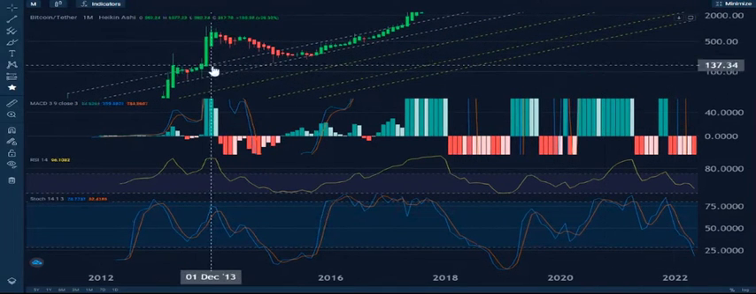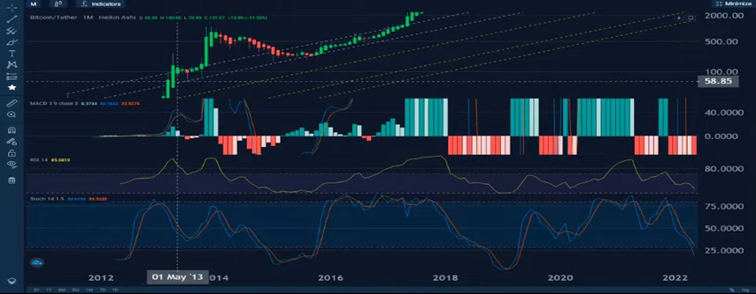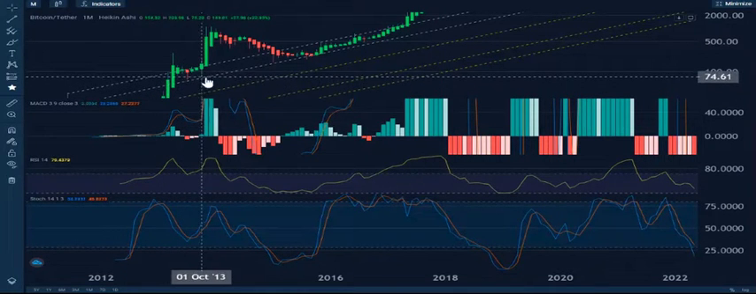And subsequently, look what happened. We just came right back down and fell down. And we sat on our trend line. Look at that, folks, we sat on it perfectly. And we did it twice, several months later.